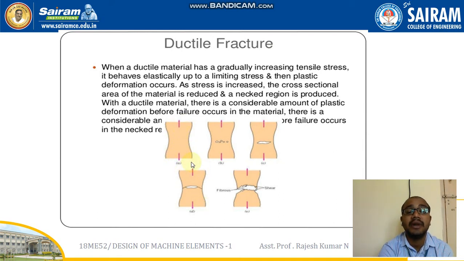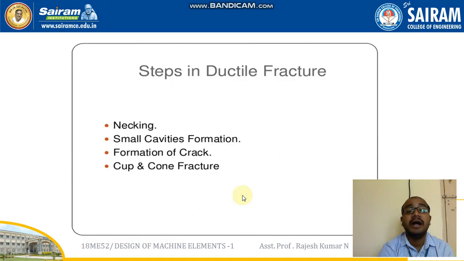When the tensile load is applied and the static load's magnitude keeps on increasing, the neck region will be produced. And when the load continues, a gap will be produced in the neck region, and finally this gap leads to a big gap, and it leads to the removal of material from the component. The steps in ductile fracture we can name in four steps.